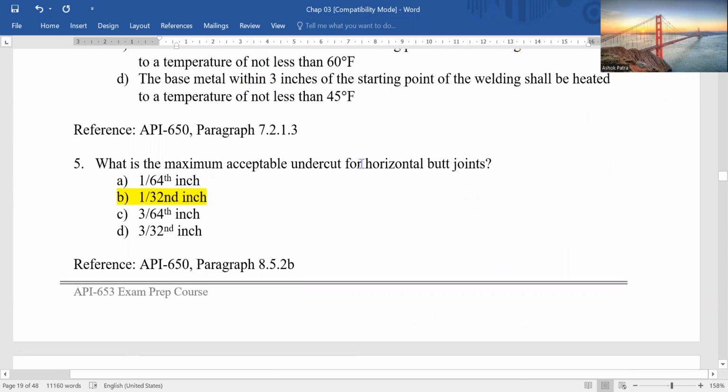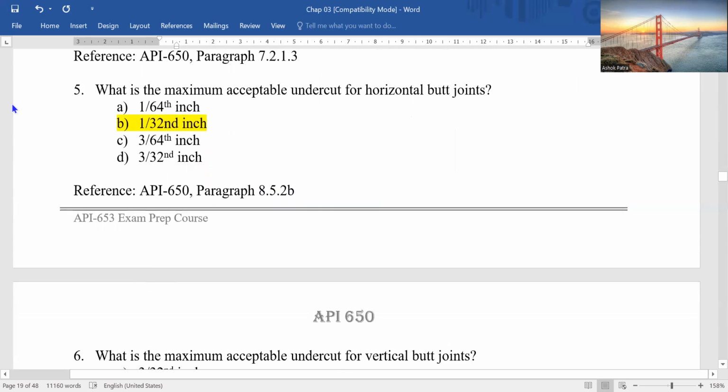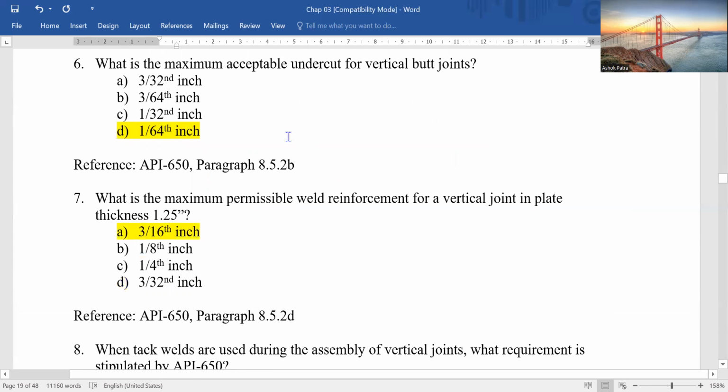What is the maximum acceptable undercut of the horizontal butt joint? 1/32 inch. So horizontal, 1/32, vertical 1/64. This is in 8.5.2. This is the maximum acceptable undercut for vertical joints, 8.5.2, 1/64.